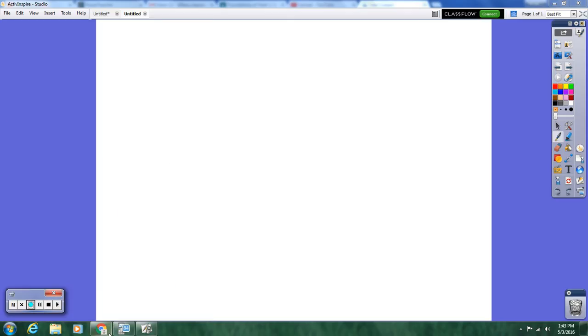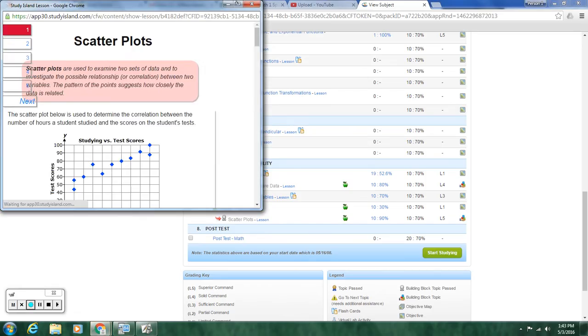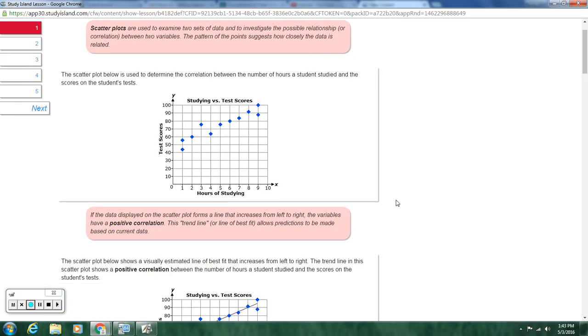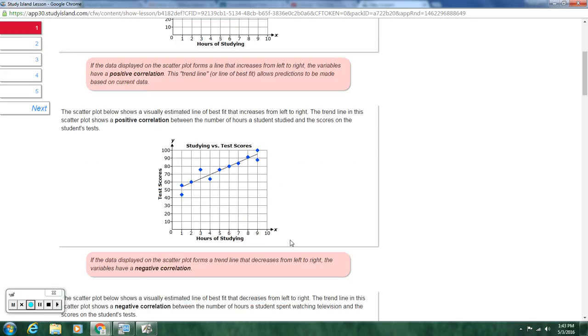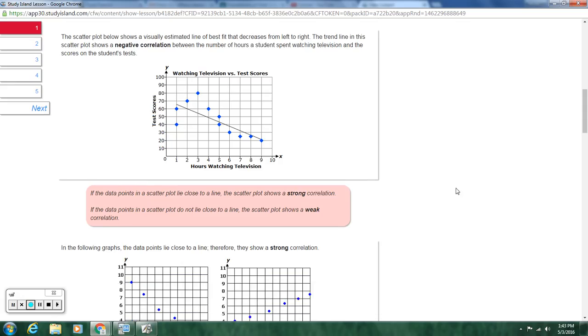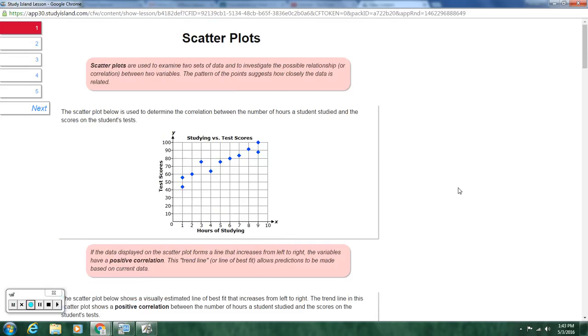Alright, so we're talking about scatterplots and interpreting graphs, and we're going to start with scatterplots first. A scatterplot is just a bunch of points on there, and they're all standard, you know what they are. It's going to go into positive correlation, negative correlation, whether it's strong, whether it's weak, those kinds of things. We've talked about all this before.